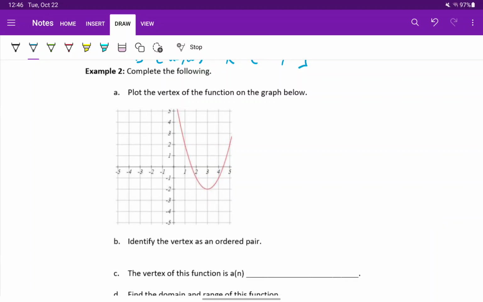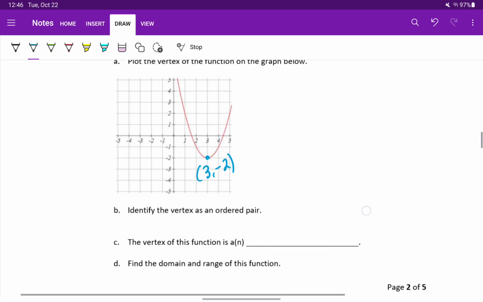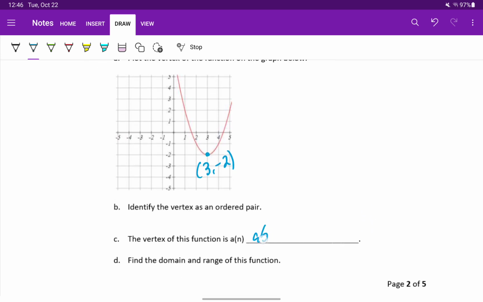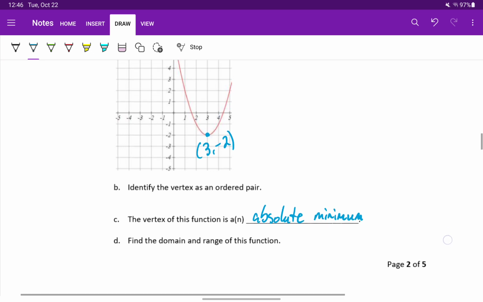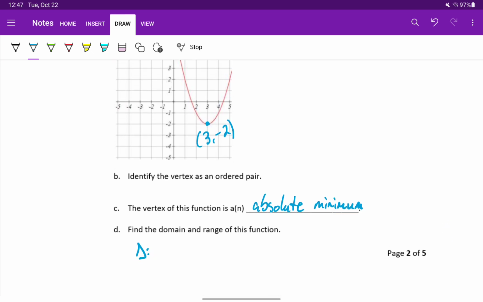We have a similar problem in example 2, but now we have a parabola that's opening up. Our vertex occurs at 3, -2. In this case, this vertex would be an absolute minimum, since that's the smallest function value that we'll hit. Our domain will be -infinity to +infinity.